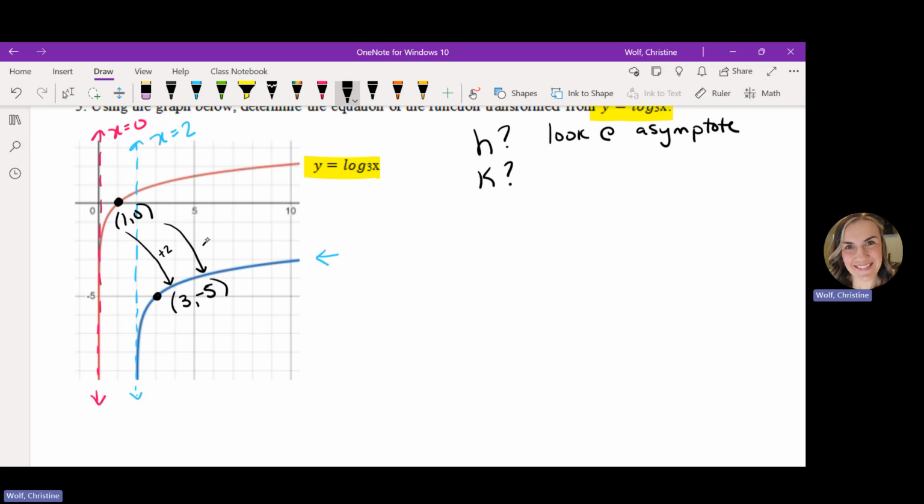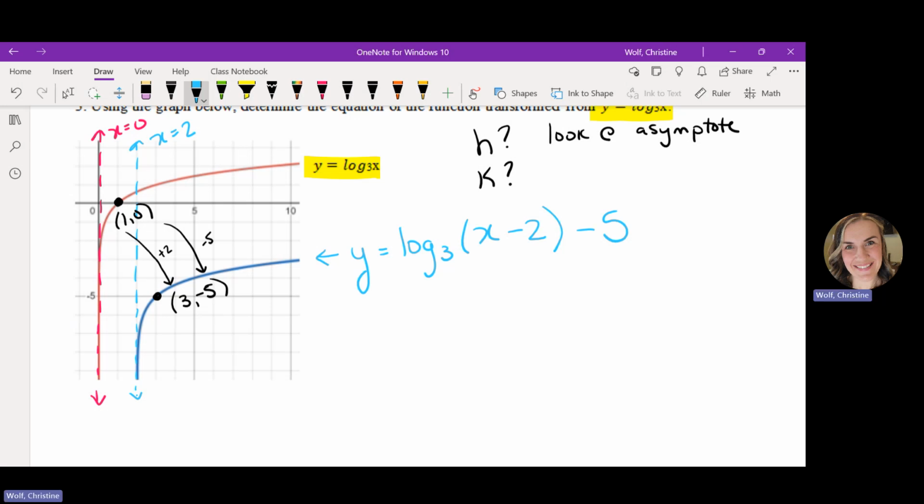And now I can see my y values shifted down 5 from that corresponding point. So if I were to write this equation, I would have y equals log base 3, but now I have a bracket on my x. I know my asymptote shifted to the right, so I'm going to write -2 because opposite sign, and then all of my y values shifted down 5. Done. So only worry about your H and K.